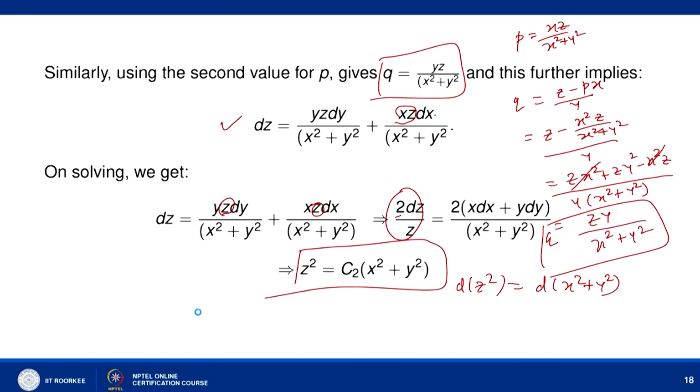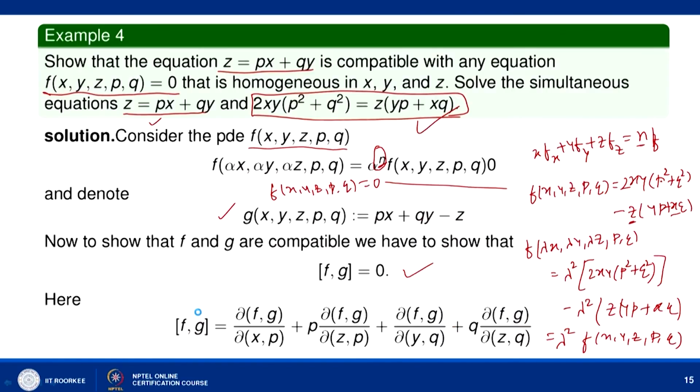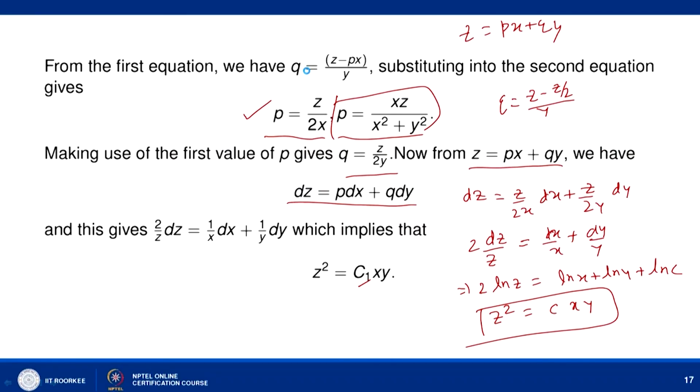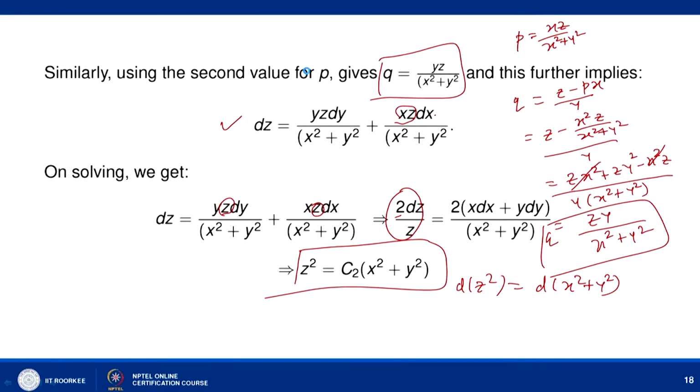So, what we have shown here is that any equation which is homogeneous in x, y and z is compatible with z equal to px plus qy. Then we took a particular form of f(x, y, z, p, q), that is 2xy(p square plus q square) equal to z(yp plus xq), and we found the common solutions. In this case there are two common solutions: z square equal to c1 xy and z square equal to c2 times x square plus y square.